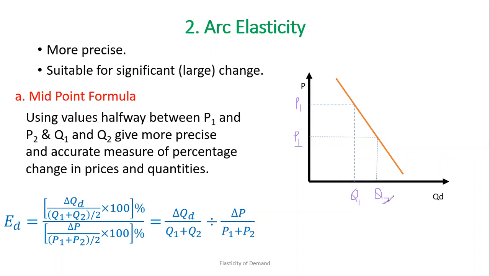like the percentage change in quantity demanded. We use this formula, that is delta QD means final value minus initial value, and we divide it not by the initial value but by the average of these two values. Similarly, for change in price, we divide the value of change in price not by the base value but by the average of two values.